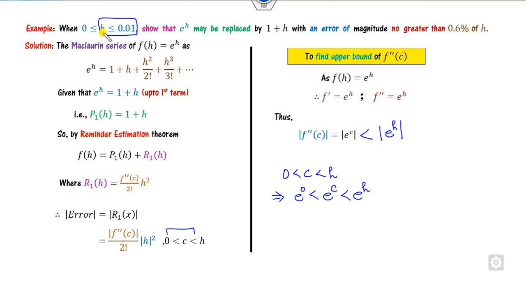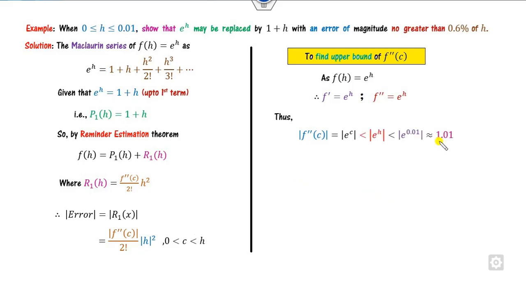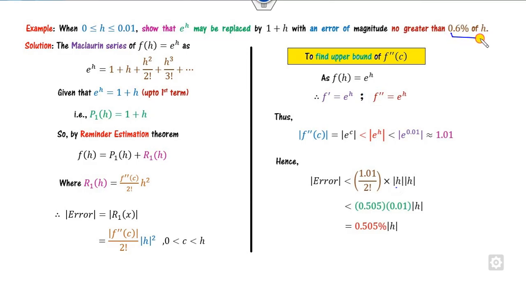less than 0.01, so I can write e raised to h as approximately 1.01. So this number is 1.01 divided by 2, h is 0.01. I can substitute here, but we need to find the error in terms of h. So I can write this h square as h into h. One h I can substitute, the other as such. If you multiply them, you will get this much percentage, because this number is a percentage.